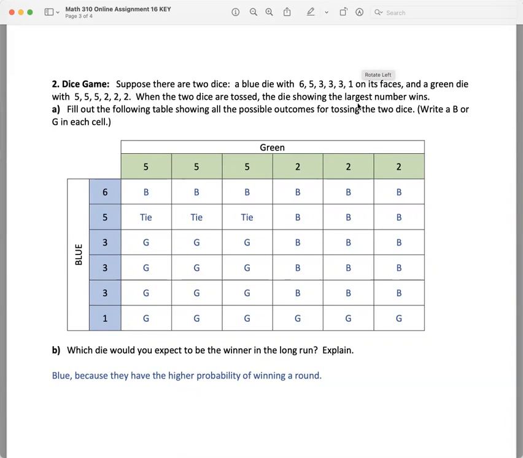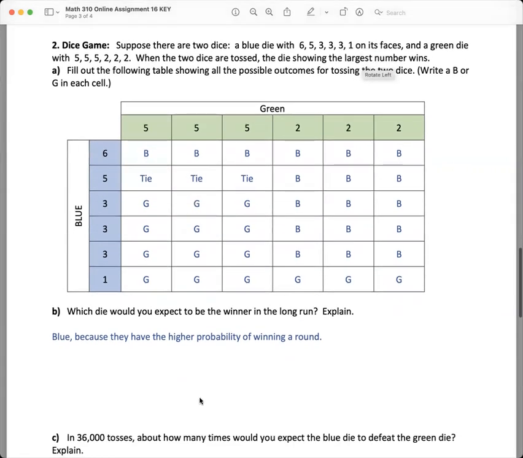You can see the table has been completed, and when you're calculating who you think will win in the long run, it's essentially the one that wins more often. So here we could see that blue wins more than green. It's 18-15 with 3 ties. So blue, because they then have the higher probability of winning each round. So in the long run, they'll win more.